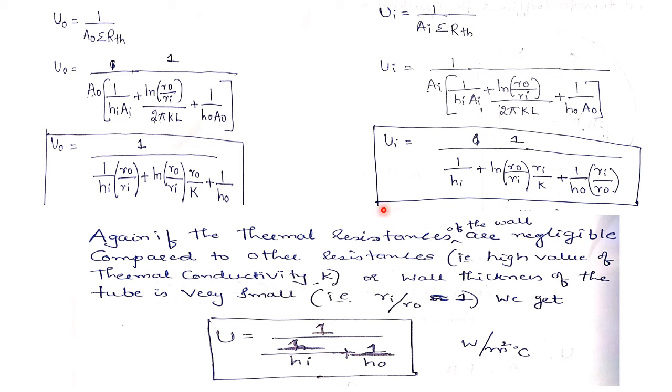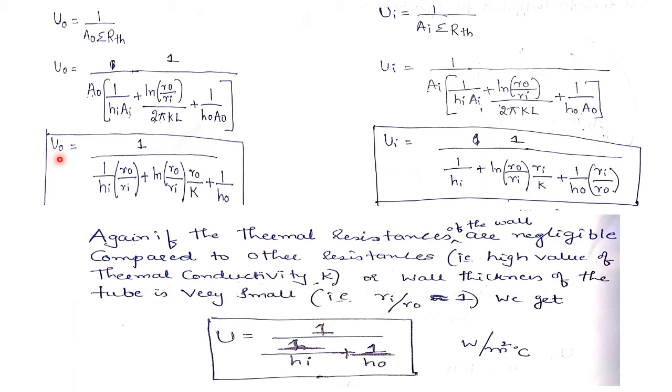So now let us write the equation of overall heat transfer coefficient for the outer surface of the cylinder, where U0 is equal to 1 divided by A0 into sigma of thermal resistance. So U0 is equal to 1 divided by A0, I will keep as it is. The sigma thermal resistance is nothing but the addition of all the thermal resistances. So this is the convective thermal resistance at the inside surface. This is the conduction thermal resistance. This is the convective thermal resistance at the outer surface.